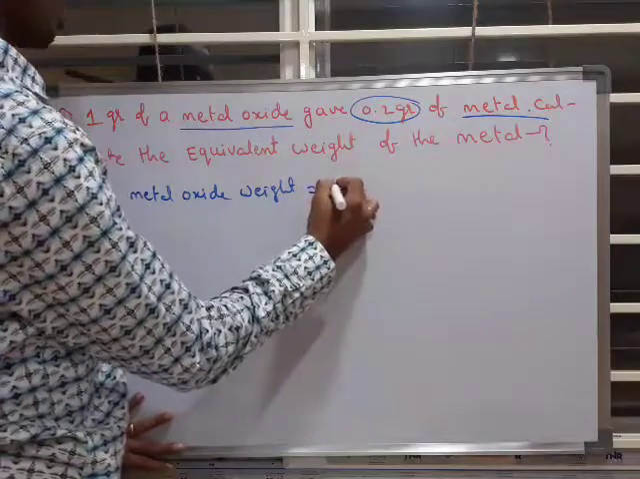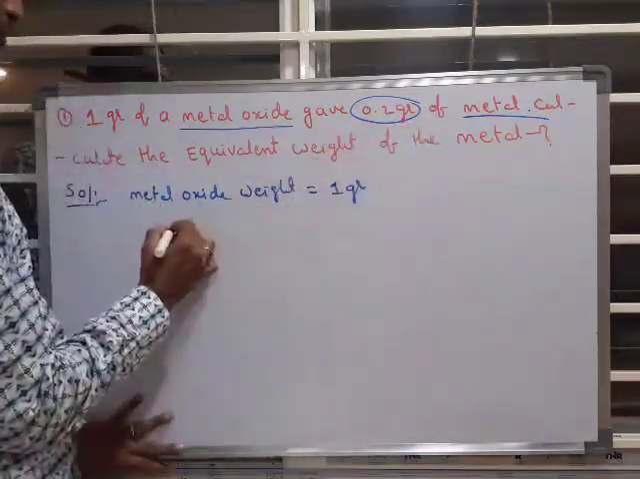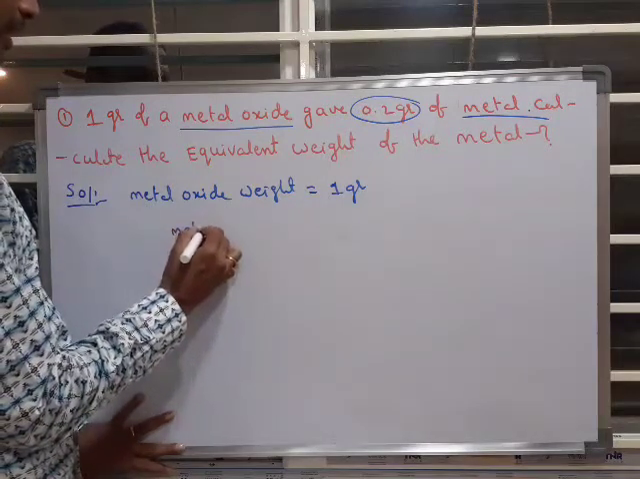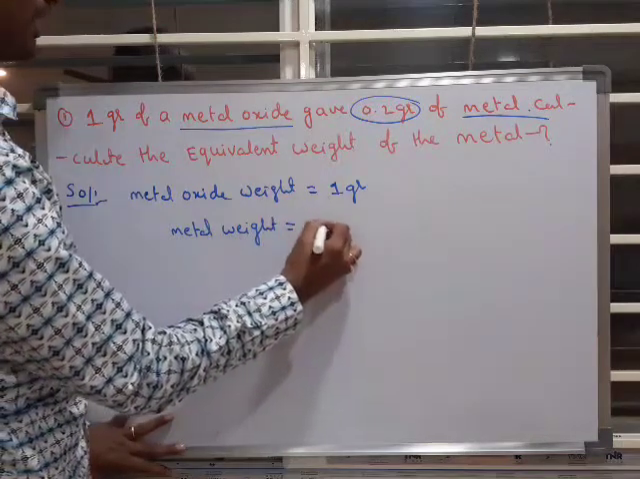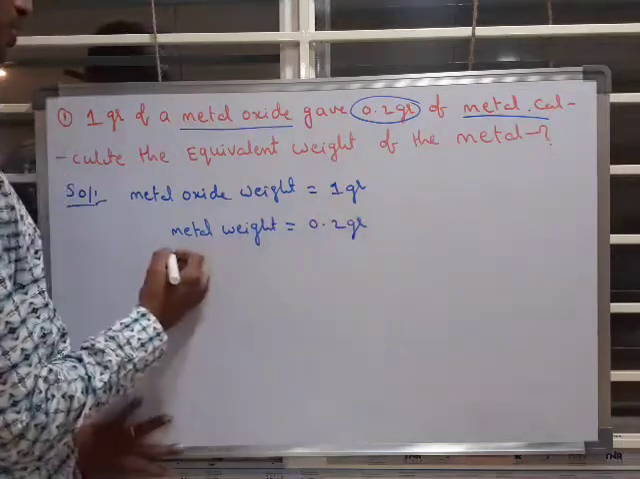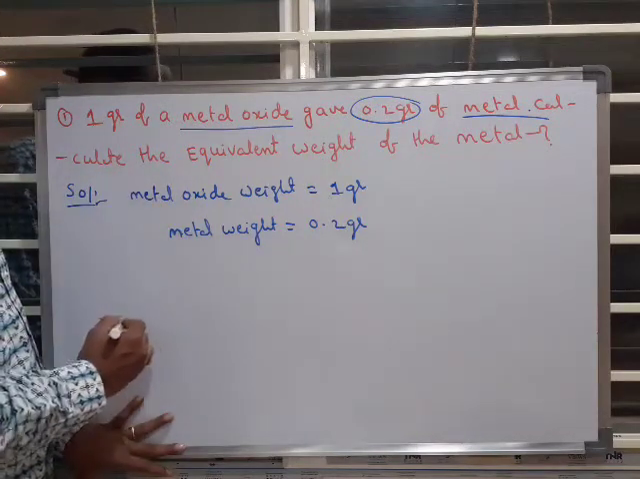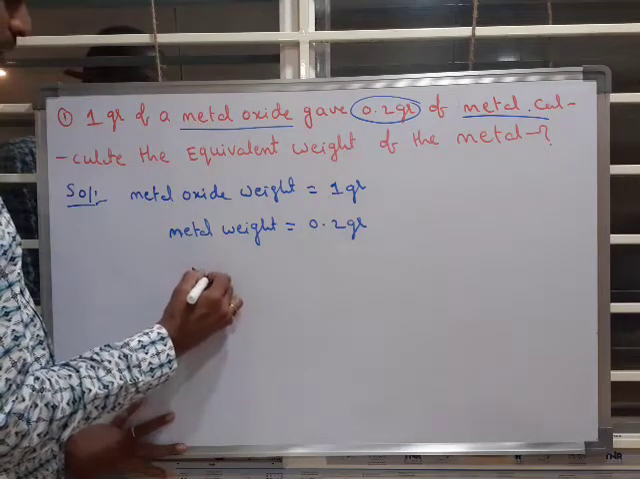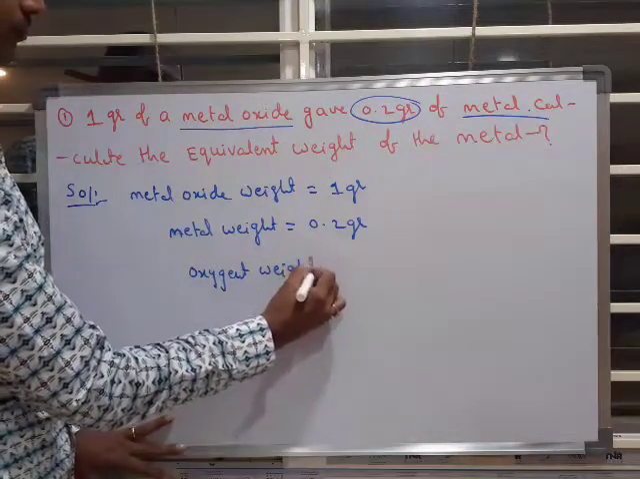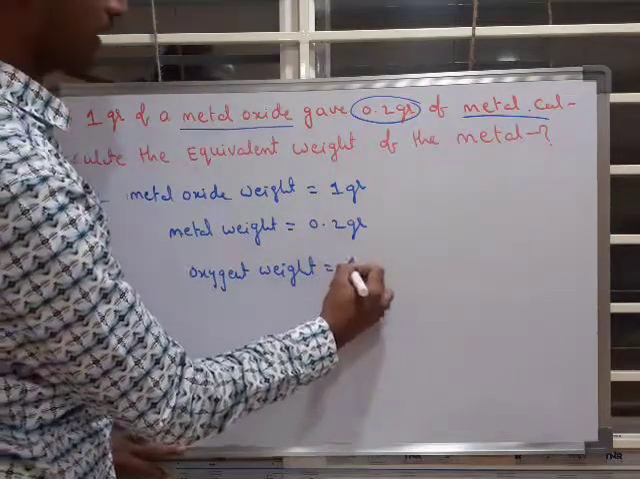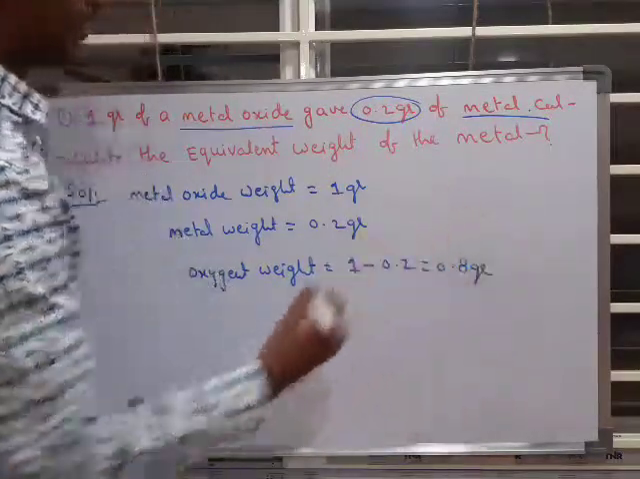Here, the metal oxide weight is equal to how much? That is just 1 gram. It produces some metal, so we can write the weight of metal. The metal weight is equal to 0.2 gram. Simply, we can write the weight of oxygen. How will you get it? The metal oxide weight minus the metal weight. So that is equal to 0.8 grams of oxygen.